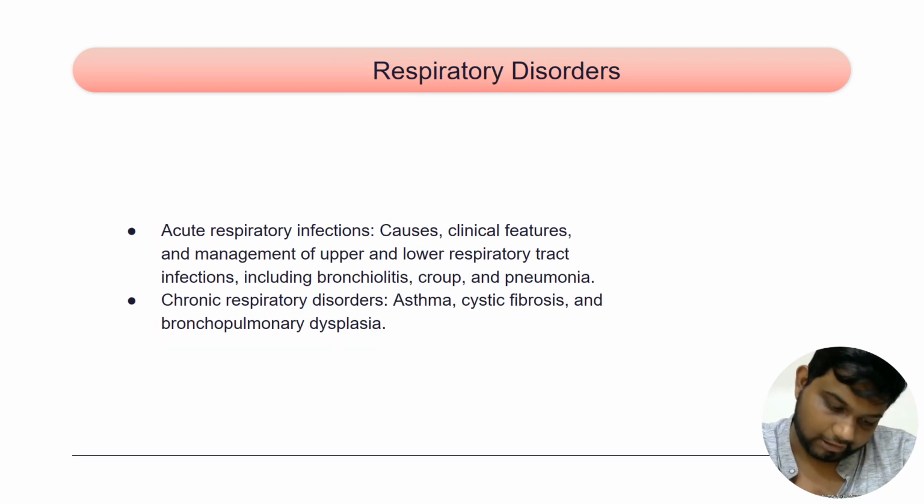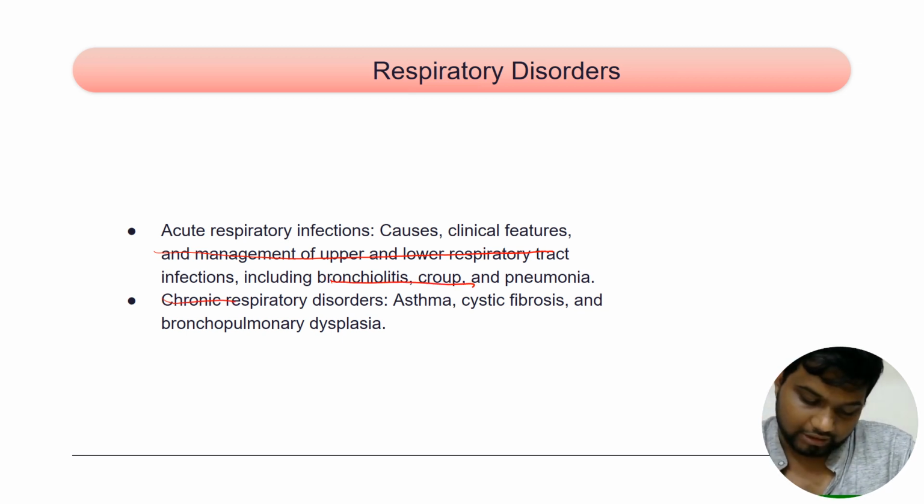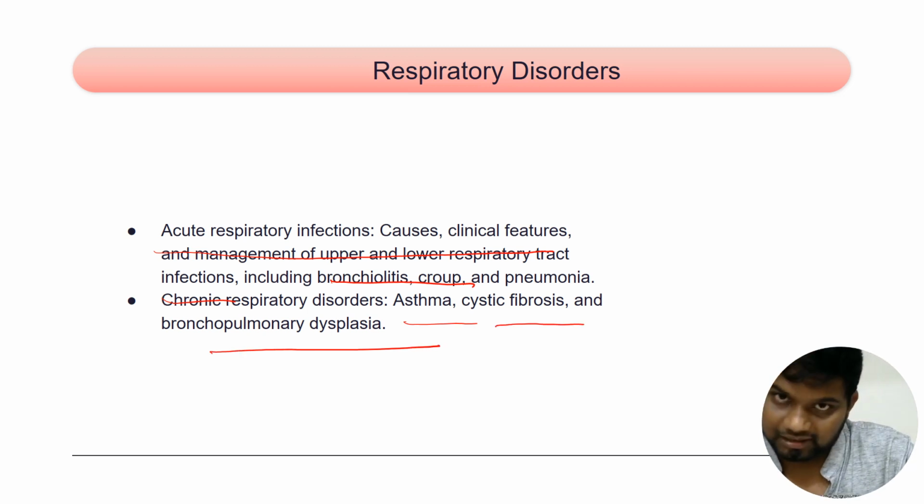And then you have the respiratory disorders, acute respiratory infections, where you see the management of your ARI, URTI, and LRTI, which includes your croup and bronchiolitis and pneumonia. While chronic respiratory disorders such as asthma, cystic fibrosis, and bronchopulmonary dysplasia are the ones you have to remember. And congenital diseases like laryngomalacia, and tracheoesophageal fistula are another one you have to remember in those cases.